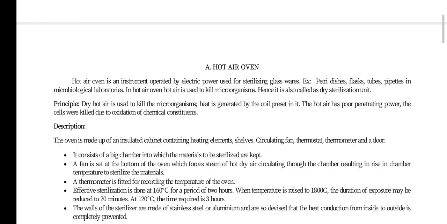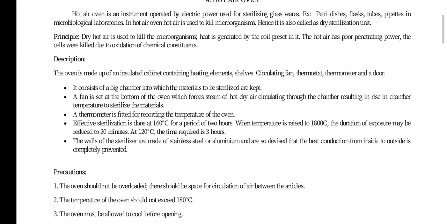The oven is made up of an insulated cabinet containing heating elements, shelves, circulating fan, thermostat, thermometer, and a door. It consists of a big chamber into which the materials to be sterilized are kept. A fan is set at the bottom of the oven which forces a stream of hot dry air circulating through the chamber, resulting in a rise in chamber temperature to sterilize the materials.